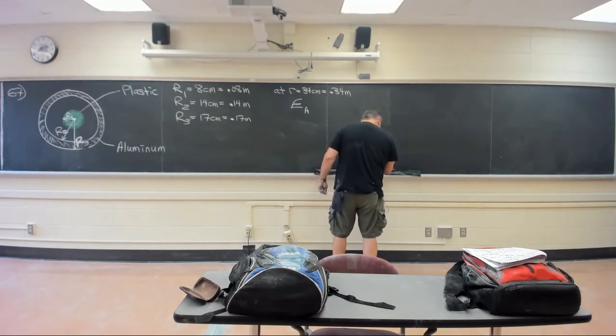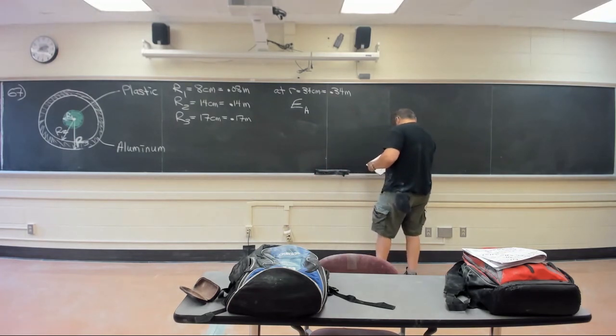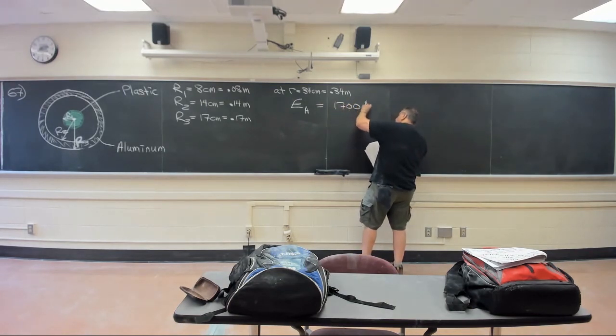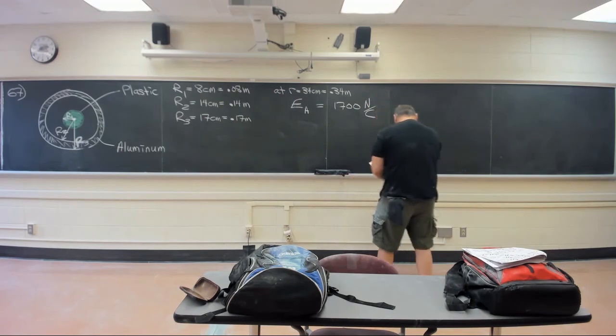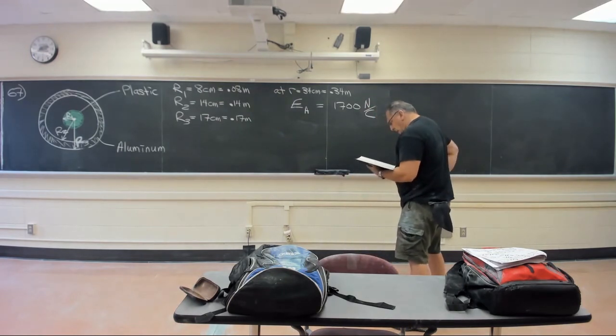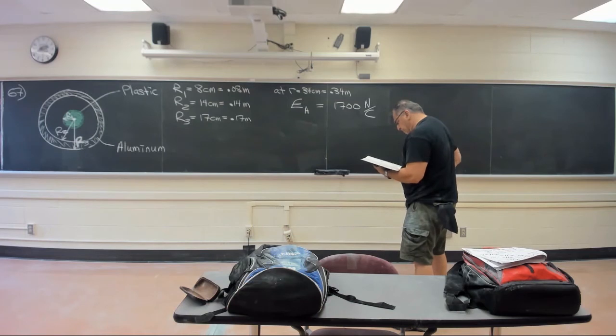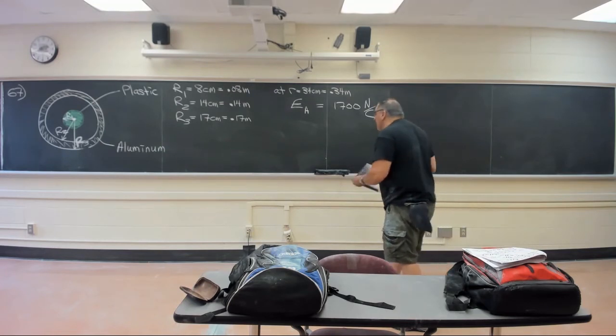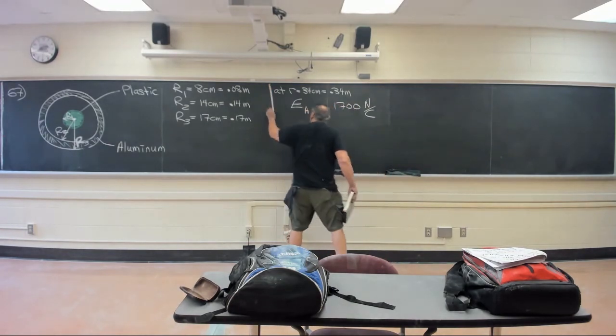E sub A is going to be 1.70 times 10 to the 3, and is directed radially outward. That's a positive. And at a radial distance of 12 centimeters from the center, the electric field has magnitude 9.10 times 10 to the 4. That's a lot. Times 10 to the 4th, and is directed radially inward. So you got this.